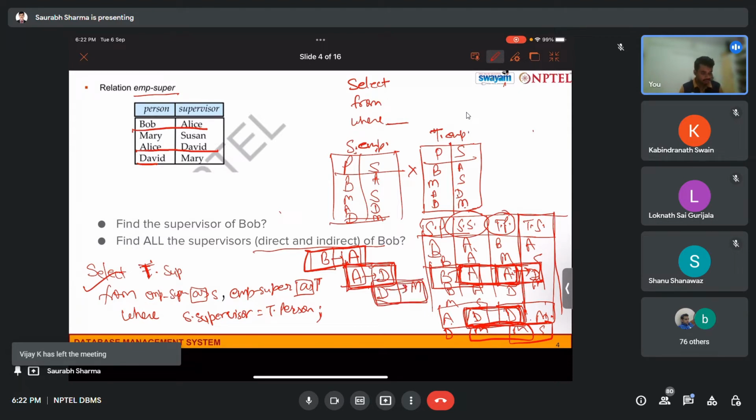So the condition we want is that S dot supervisor should be T dot person. We have to select T dot supervisor from this S dot employee super and T dot employee super, where S dot supervisor is equal to T dot person. Any comments on this?